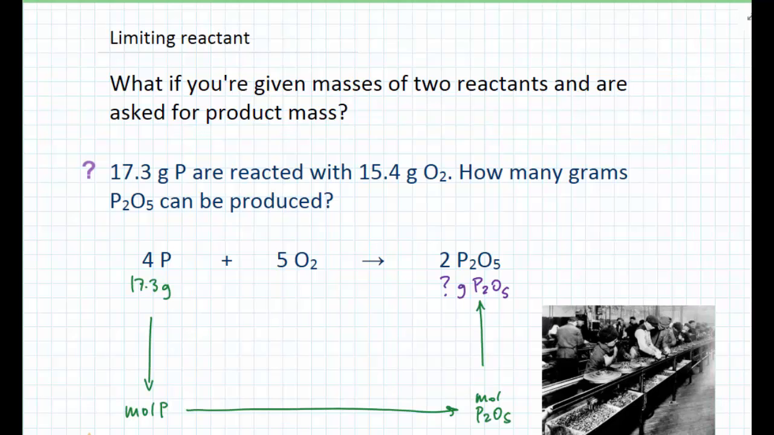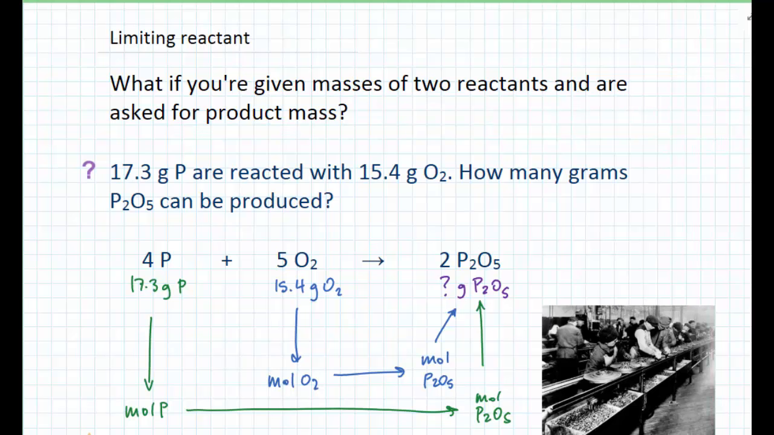The additional piece of information here is that we're also told how many grams of O2 we have available, 15.4. So what we're going to do is start a second calculation with this other piece of information we're given. Grams of O2, we're going to convert into moles of O2, and then we're going to convert that into moles of P2O5 and into grams of P2O5. Once we get to this point, we're going to sort of have two answers, and we'll have a decision to make at that point. Okay? And we'll talk about that when we get there.